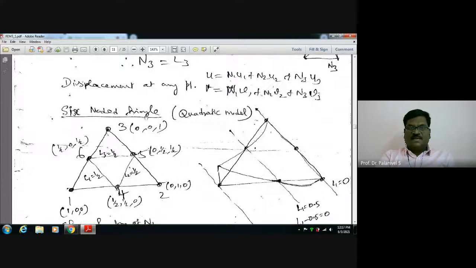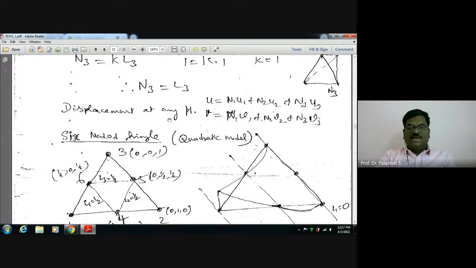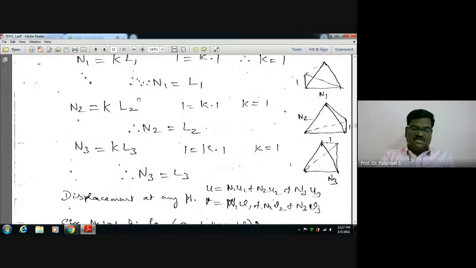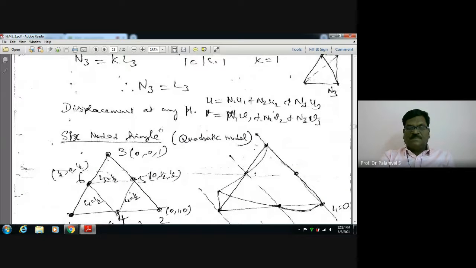Now I am coming to the 6-nodal triangle, which is the quadratic model. The 6-node quadratic model is nonlinear. For nonlinear analysis, we use the 6-node triangle. For linear analysis, we use the 3-node triangle, in the plane element. The 6-node triangle is the quadratic or nonlinear model, right?